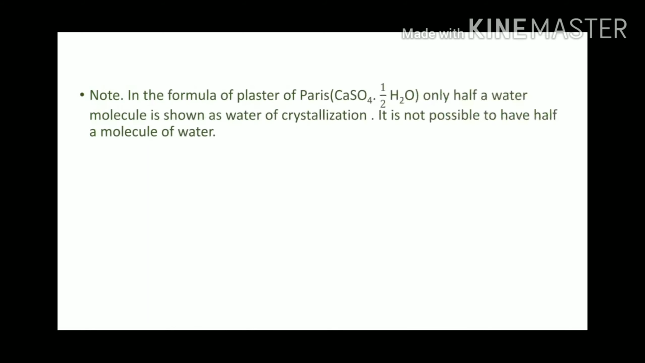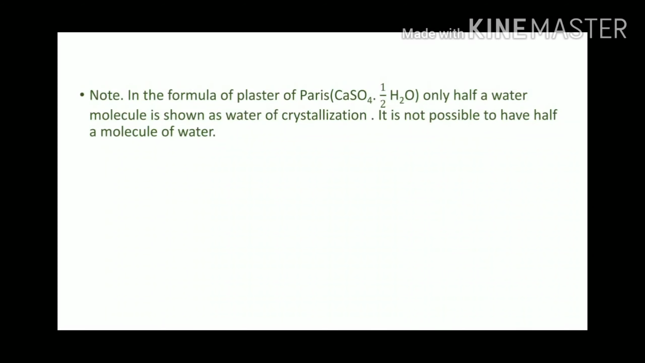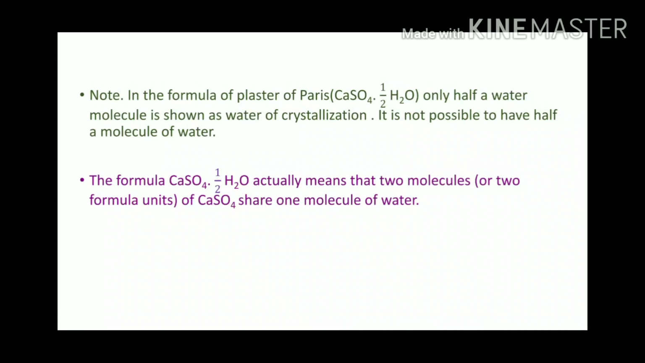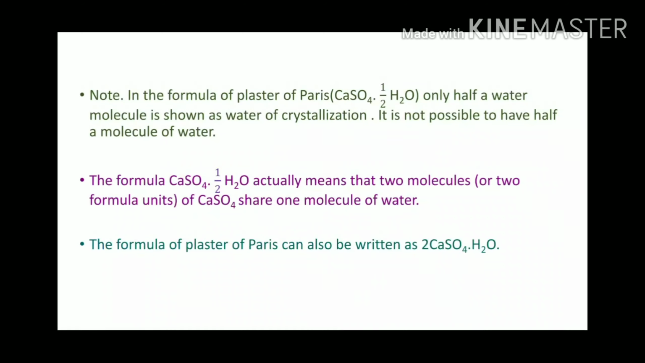Note: in the formula of plaster of Paris, only half a water molecule is shown as water of crystallization. It is not possible to have half a molecule of water. The formula CaSO4.½H2O actually means that two molecules or two formula units of CaSO4 share one molecule of water. The formula of plaster of Paris can also be written as 2CaSO4.H2O.